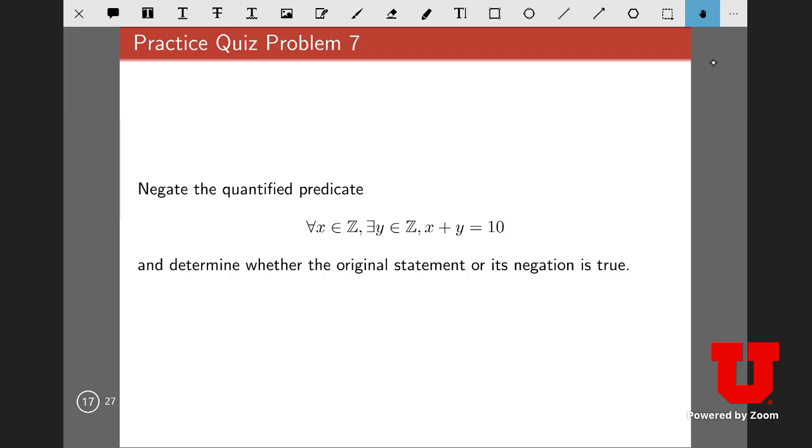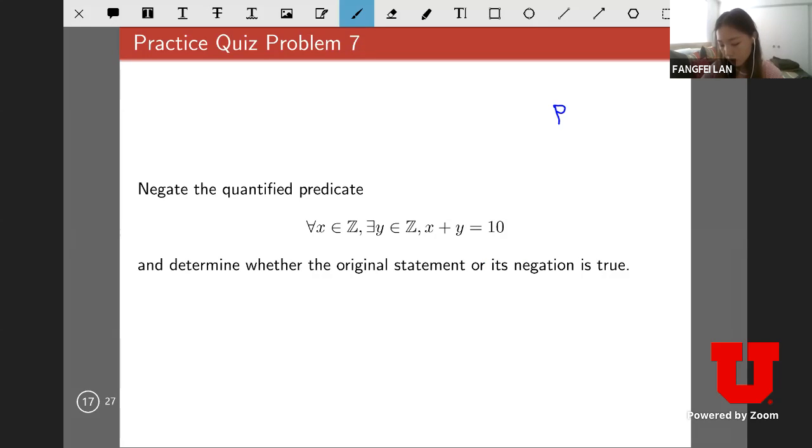I was thinking both of them should be true, the original and the negation. That is not possible, because think about it: if P is true, not P has to be false. You can't have P and not P. This is a contradiction. This is always false.